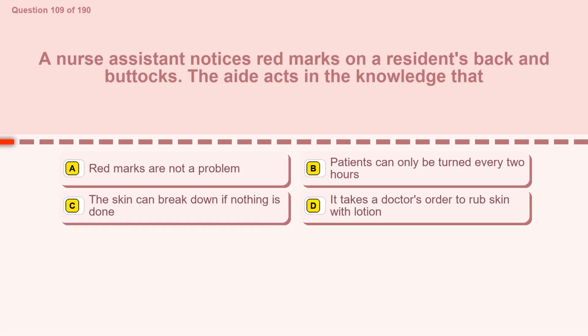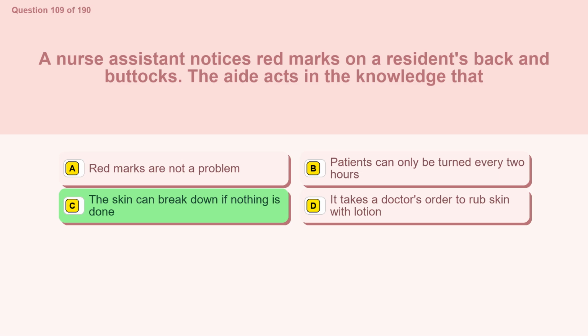Question 109. A nurse assistant notices red marks on a resident's back and buttocks. The aide acts in the knowledge that: Option A. Red marks are not a problem. Option B. Patients can only be turned every 2 hours. Option C. The skin can break down if nothing is done. Option D. It takes a doctor's order to rub skin with lotion.